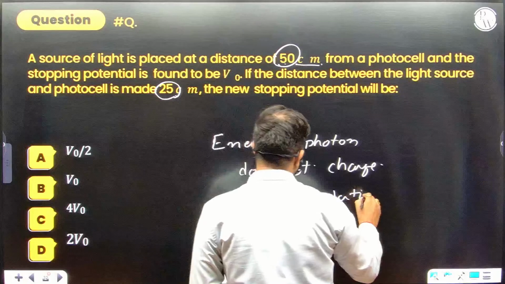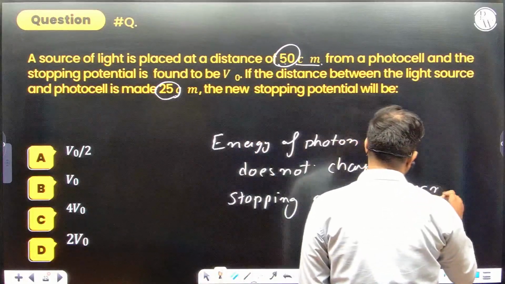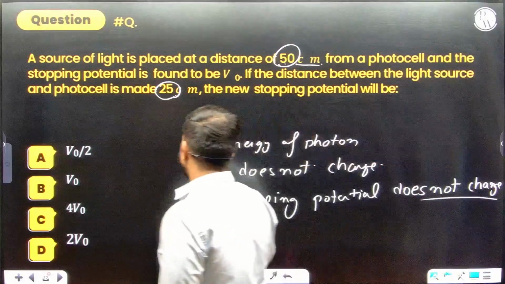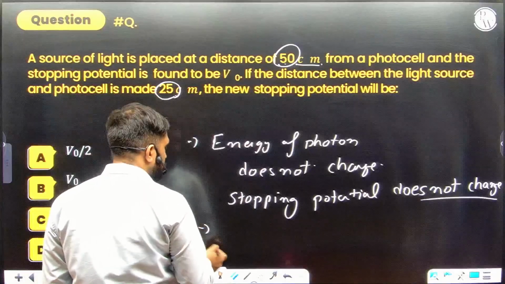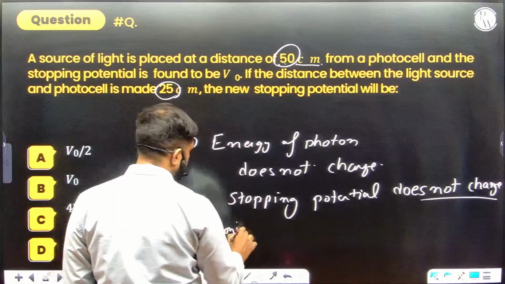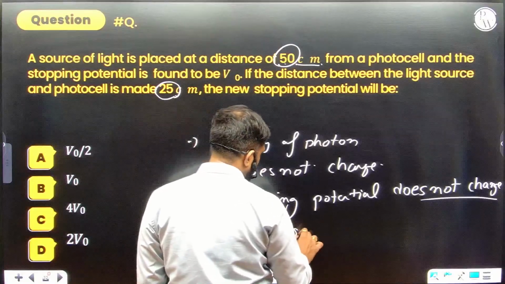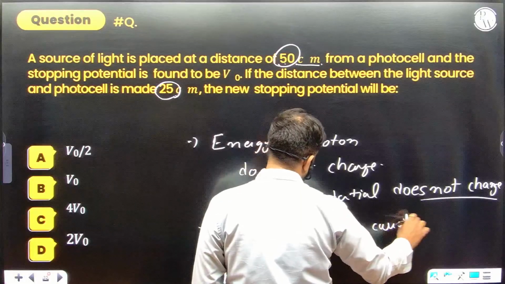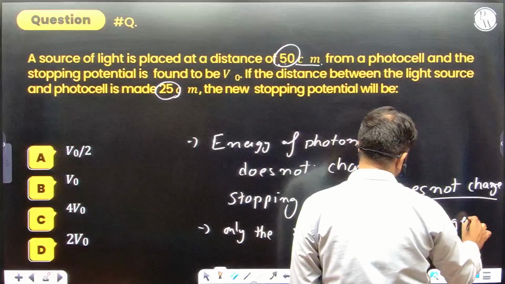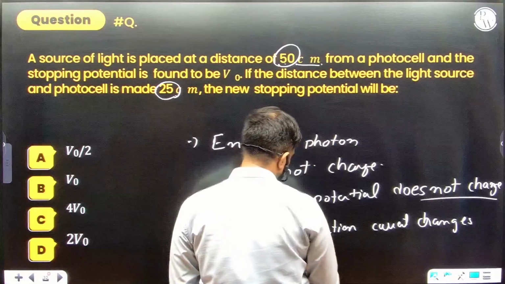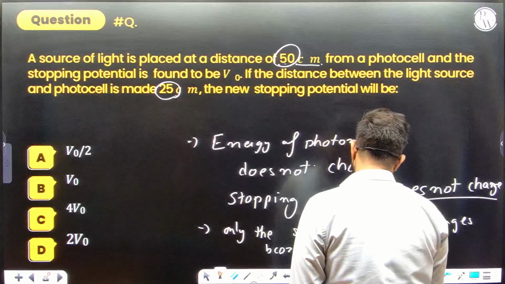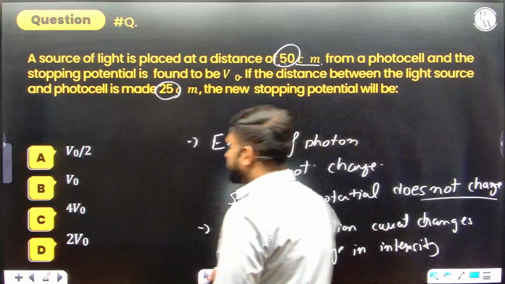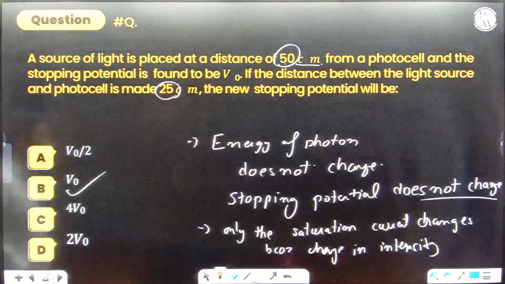Here the stopping potential doesn't change. What changes? We should write that also. Only the saturation current changes because of change in intensity. So the answer is going to be V naught itself. It's not going to change.